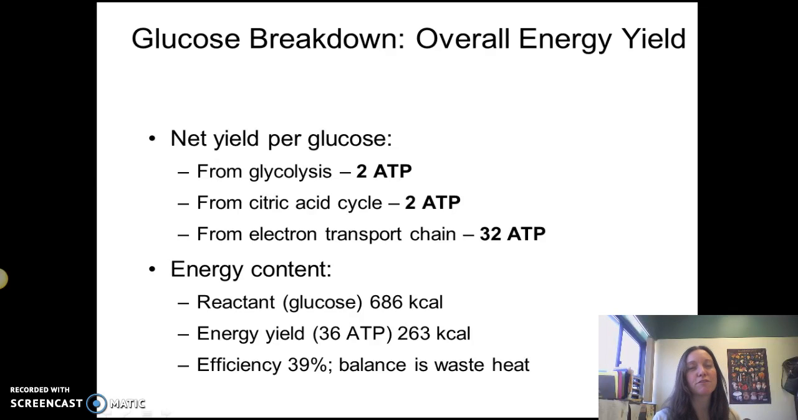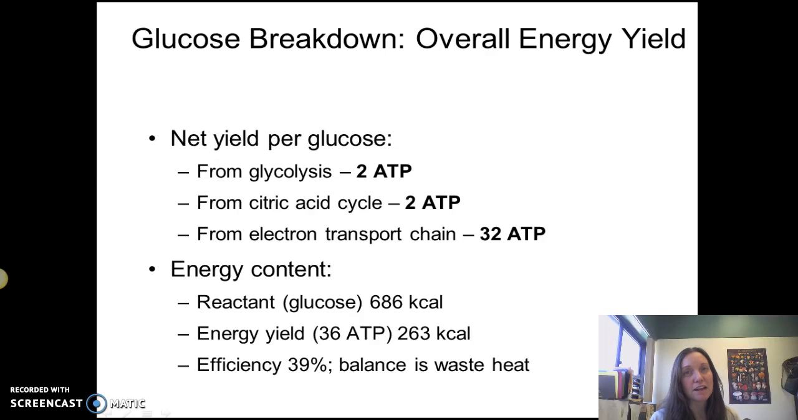Now just look at how efficient this is. We have our reactant glucose, and that has a certain amount of energy to it. If we have 1 mole of glucose, that is a certain number of molecules of it, a mole has 686 kilocalories of energy. The yield is 36 ATP molecules, and that is 263 kilocalories. This can be measured using a calorimeter. So the efficiency here is only about 39%.